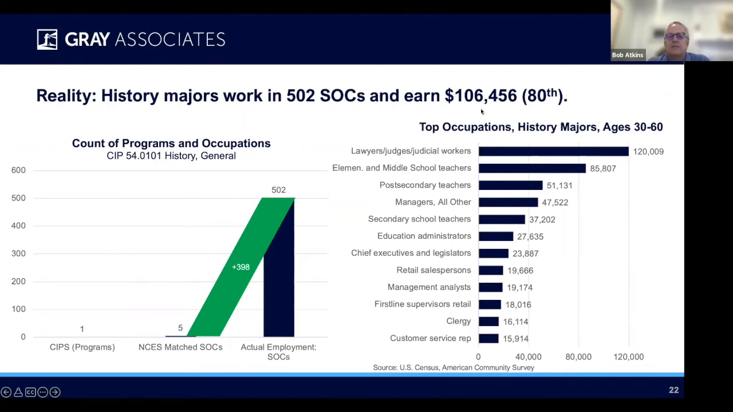And the other thing that's interesting here is, for all the talk about history majors and the impending poverty that they're going to experience, on average, they actually earn $106,000, and they're in the 80th percentile relative to all other academic programs in terms of their earning potential.